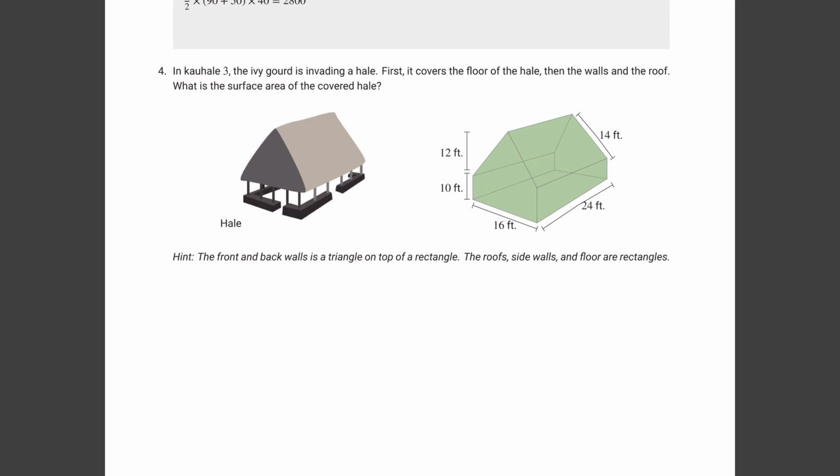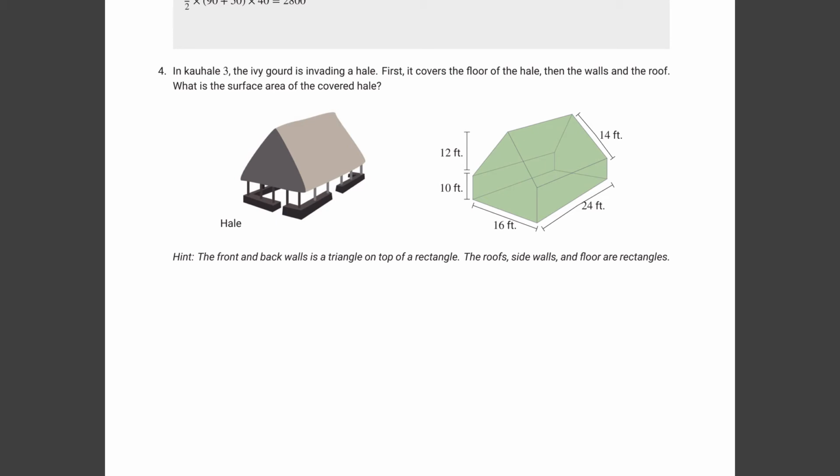Part 4 is a pretty long problem, so we're not going to walk through it completely in this video. Instead, we'll just have a quick overview. In part 4, we talk about an ivy gourd plant completely covering a hale. First it covered the floor, then the walls, and even the roof. In this part of the activity, we'll have to calculate the total surface area of the hale.